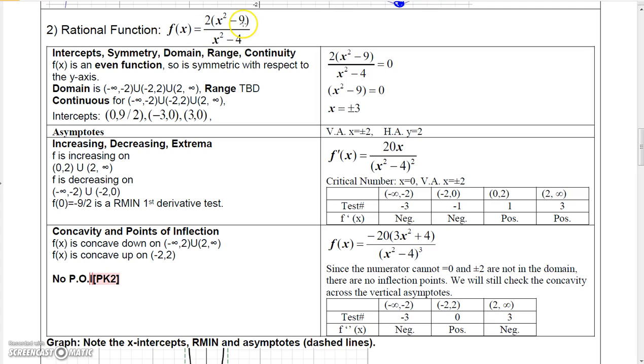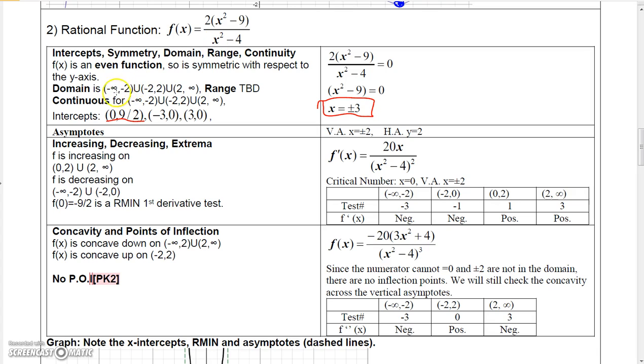Okay, now here's a rational function, and if you set this equal to 0, you get x equals plus or minus 3. And if you let x equal 0, you're going to get negative 18 over negative 4, which reduces to 9/2. So that's your intercepts.